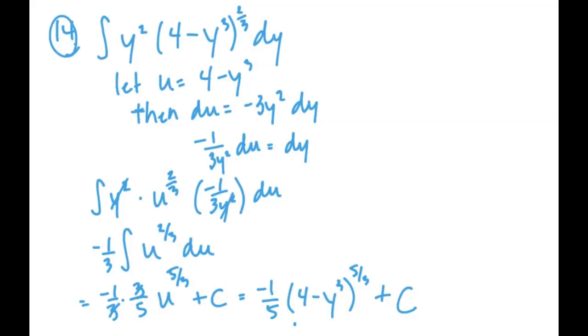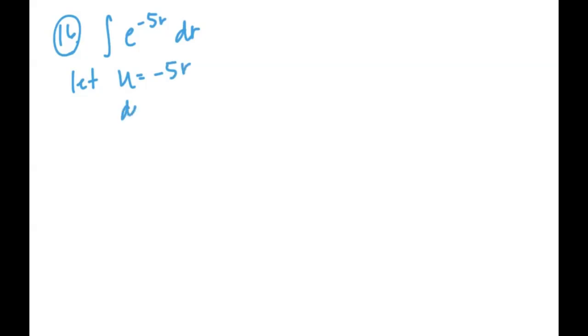All right, number 16. Do number 16 and then come back to the video and do it with me. Number 16 says the integration of e to the negative 5r dr. Now you needed to do this without me, so if you have not, pause the video, do it, and then come back. Let's let u equal negative 5r. So then du is negative 5 dr. Solve for dr. It's negative 1/5 du.